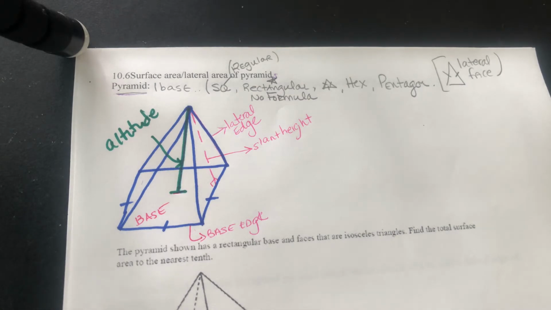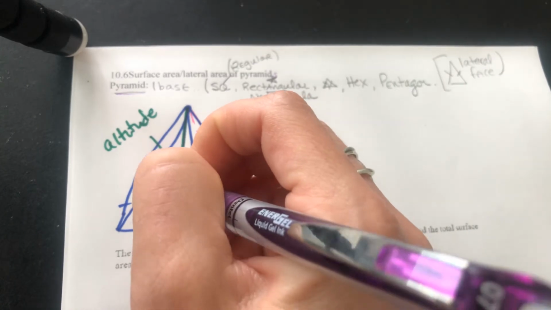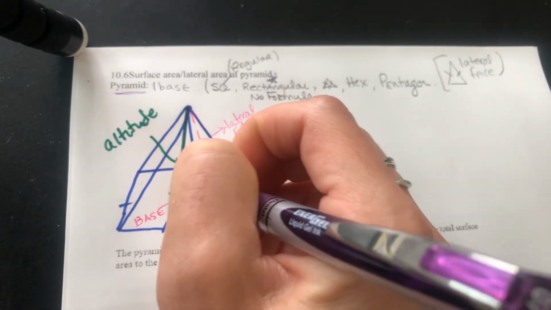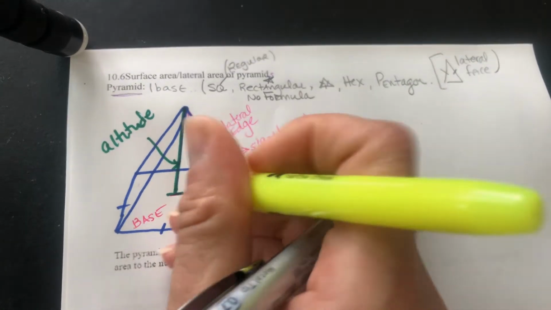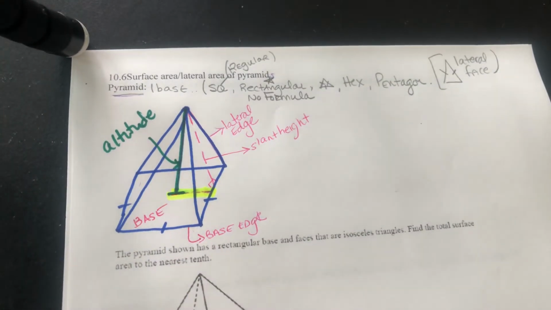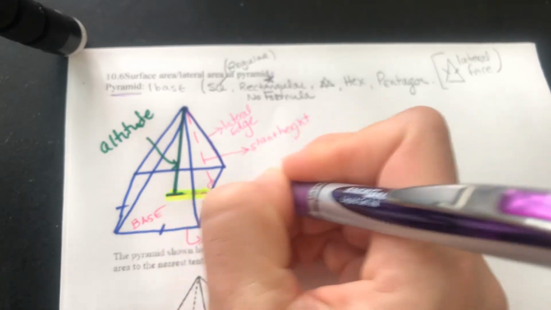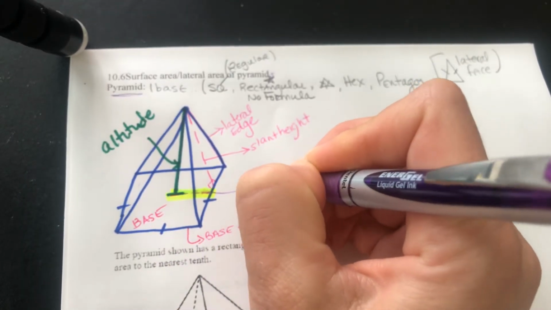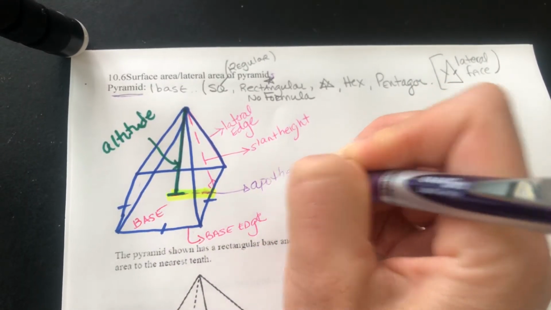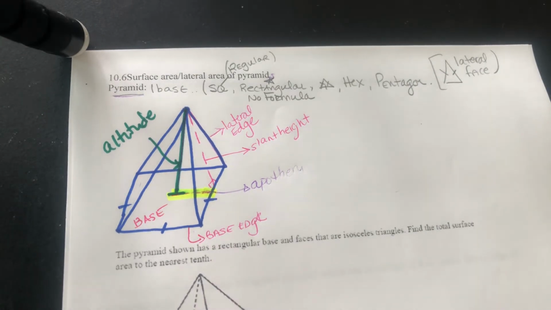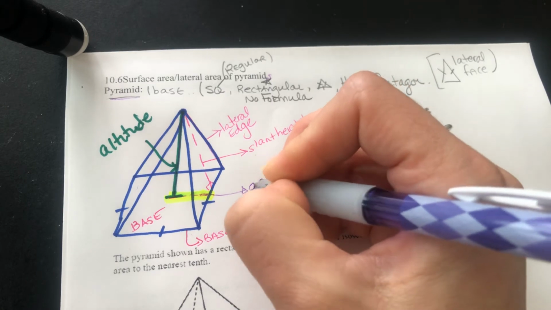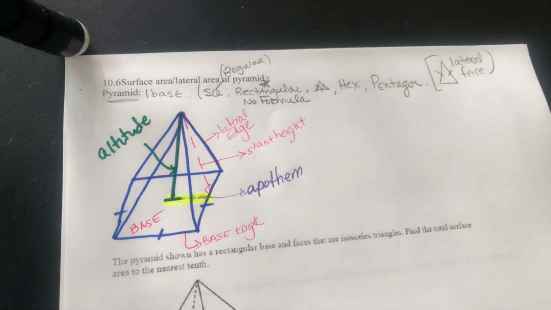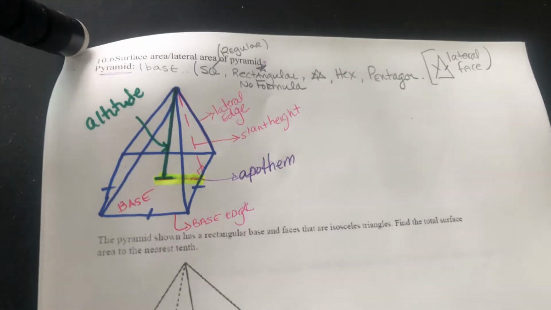The other thing I need you guys to make sure you're aware of is if we take the altitude and we go directly across, so the middle. So we're going to the middle of one of the sides. This is our, hopefully you remember, our apothem. That marker's not working. So that's our apothem. So those concepts we still have to apply them.